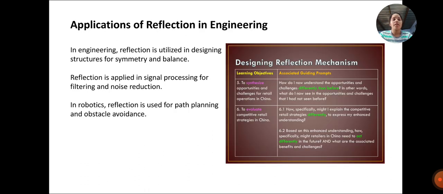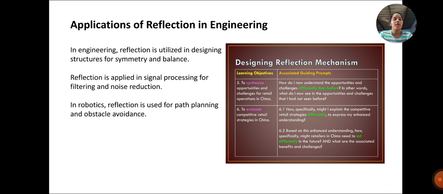Application of reflection in engineering. In engineering, reflection is utilized in designing structures for symmetry and balance. Reflection is applied in signal processing for filtering and noise reduction. In robotics, reflection is used for path planning and obstacle avoidance.